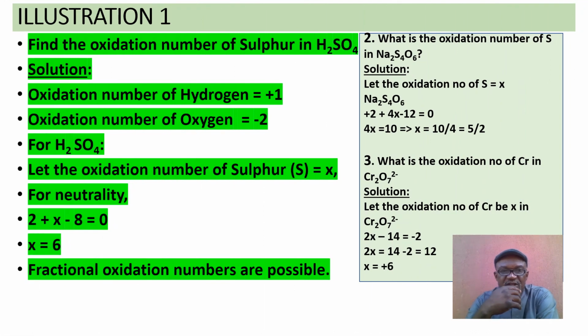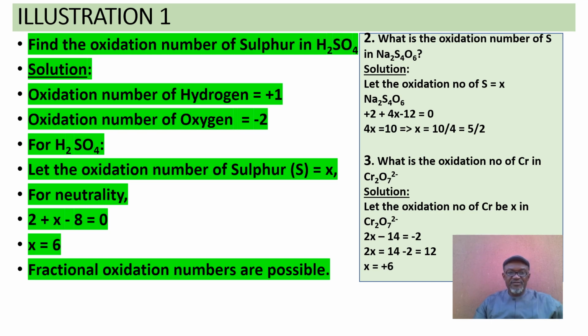Now we'll have illustrations. The first question is saying, find the oxidation number of sulfur in H2SO4. Now you imagine H2SO4, we're looking for the oxidation number of sulfur. So we'll go back to our rules. Oxidation number of hydrogen is +1. Oxidation number of oxygen is -2, as we said in the last slide. So for H2SO4, we have 2 atoms of hydrogen. Let's assume that the oxidation number of sulfur is X. We don't know it. And H2SO4 is a neutral molecule, so the sum must be equal to 0.